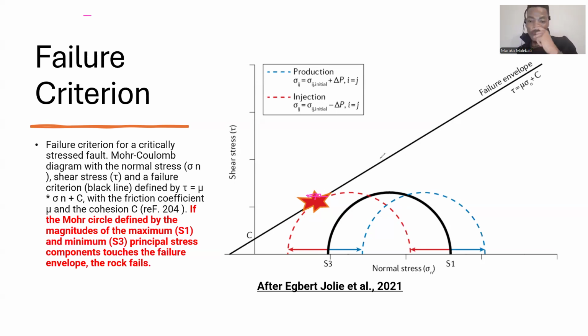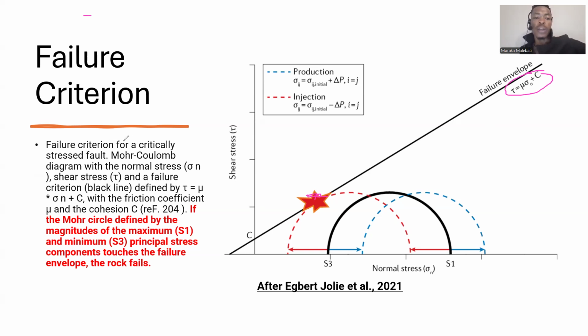Okay, so this diagram is after Egbert, Julie et al. 2021. This black line is what we call the criterion. This criterion is defined by this equation.